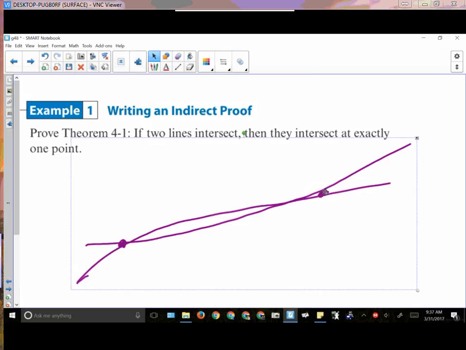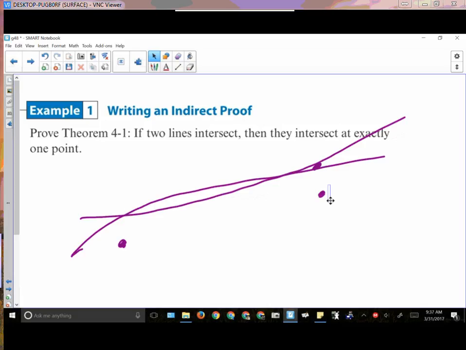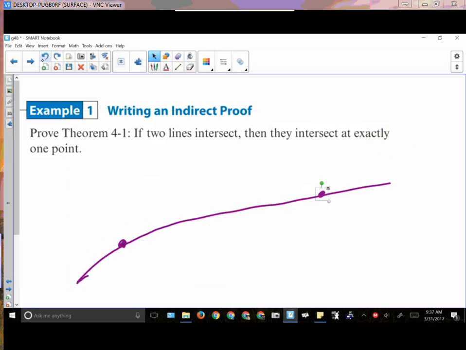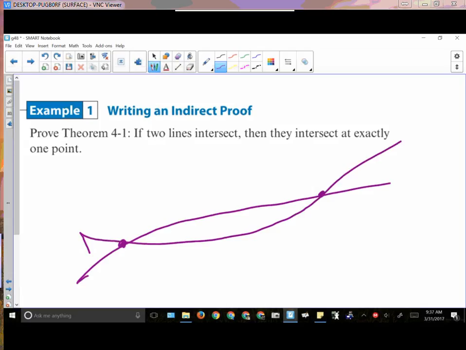So I've got my lines. Let me redraw that just a moment. So there we go. I've got my 2 lines going through 2 points. Is this true? I just did it. They're lines, right? So is there a rule? Is there a theorem? Is there a postulate? Is there a definition out there that states that that's not the way it is?